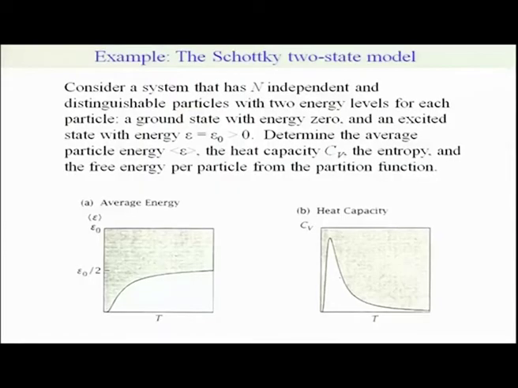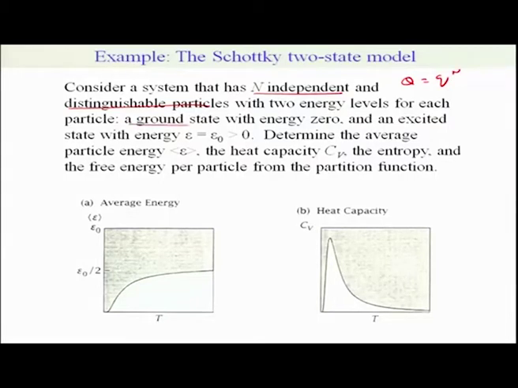Now, having this information, you can apply it to many different examples. The Schottky two-state model is a classical one. Here I will not go through how to solve this problem, but this is a typical problem which you can attempt. Consider a system that has N independent and distinguishable particles, which means you do not have to worry about dividing out the overcounting. So the partition function will be simply q to the power N.